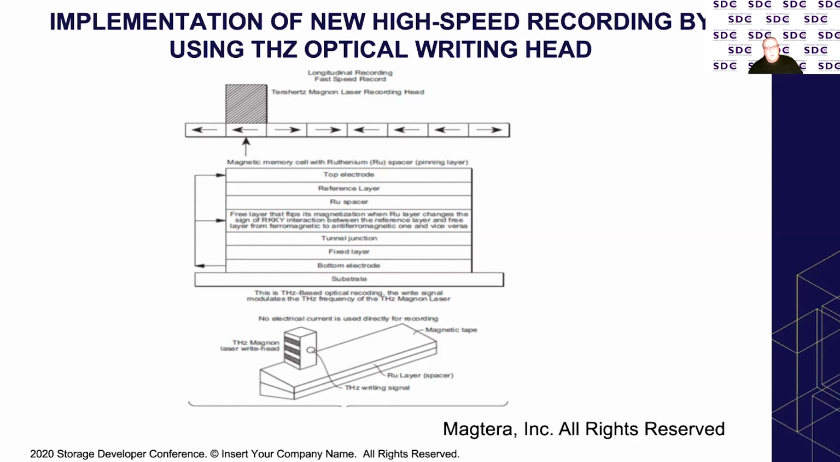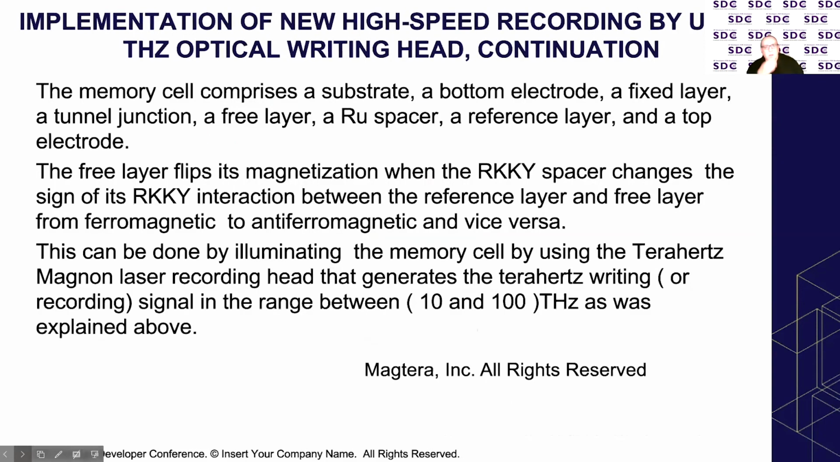This new way of recording would be very important in artificial intelligence applications, because artificial intelligence analyzes an extremely large amount of data, and in order to analyze data, you need to first record it. This method of recording can offer such an opportunity. So again, our device has a standard memory cell with an RKKY spacer, and we can change the memory bit from 1 to 0, and 0 to 1, writing information by irradiating the memory cell using the THz Magnon Laser.